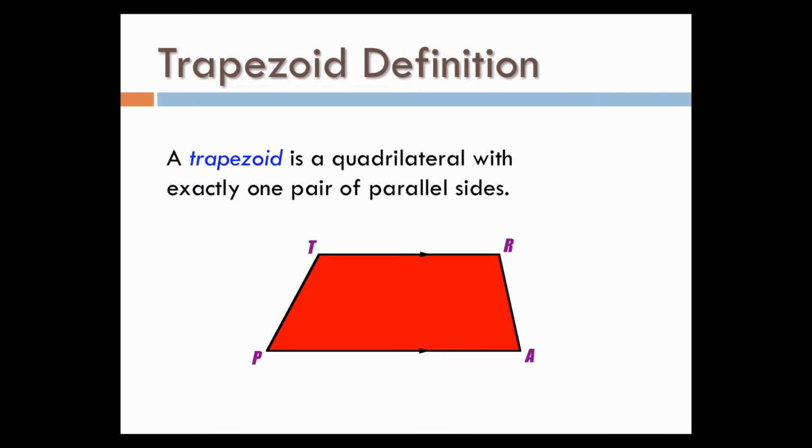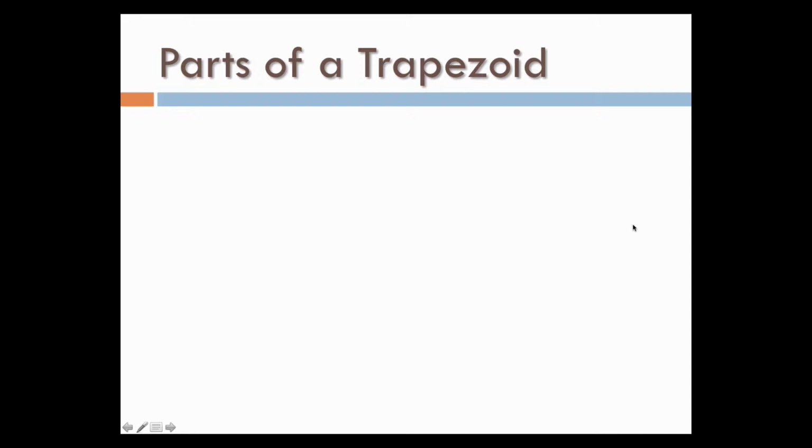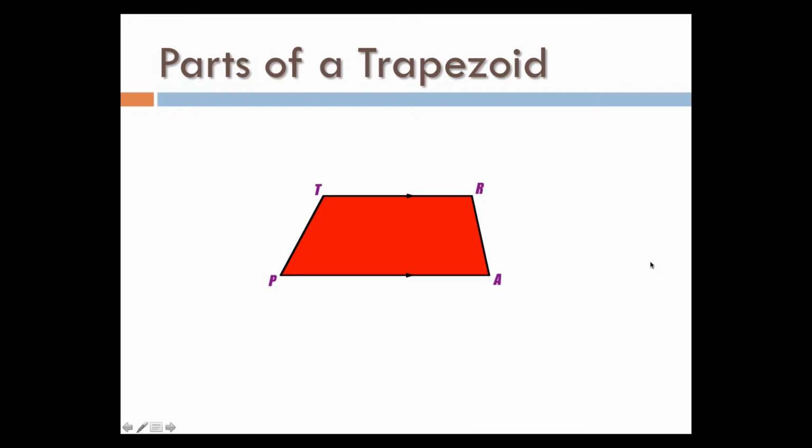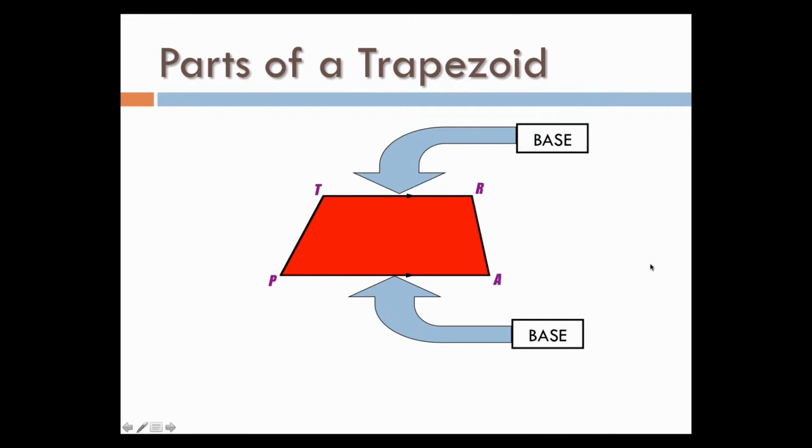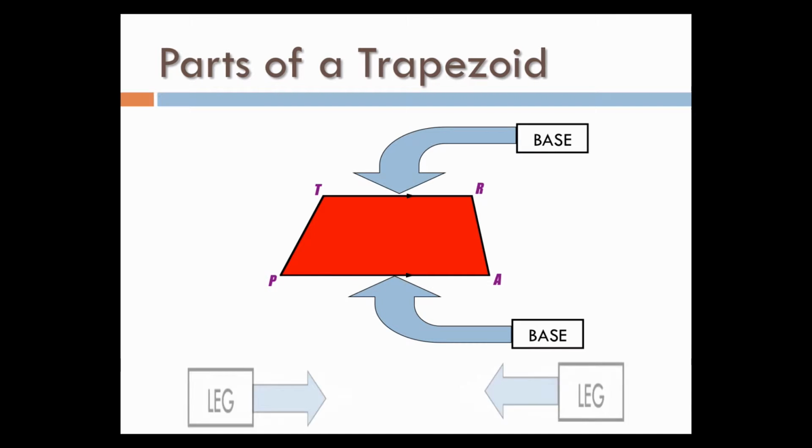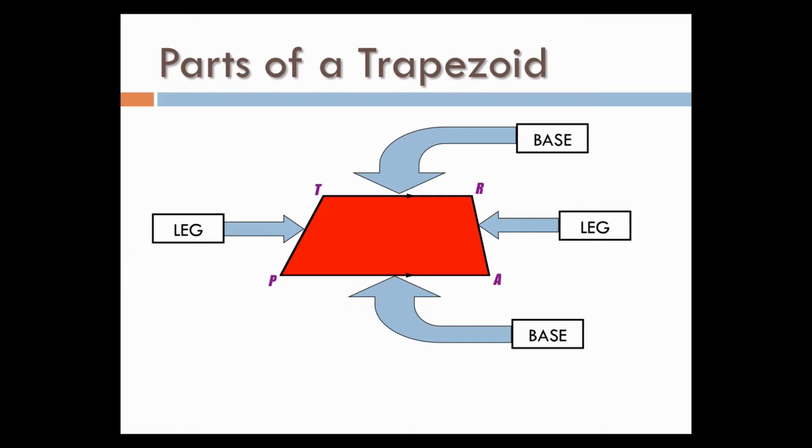So, is a trapezoid a parallelogram? No. Is a parallelogram a trapezoid? No. Good. They don't belong together. They don't play well. Those two parallel sides, not the top and bottom, because we will take that shape and flip it around. The two parallel sides are called bases. What do you think the other two sides are called? Legs. Well done. It is a genius.